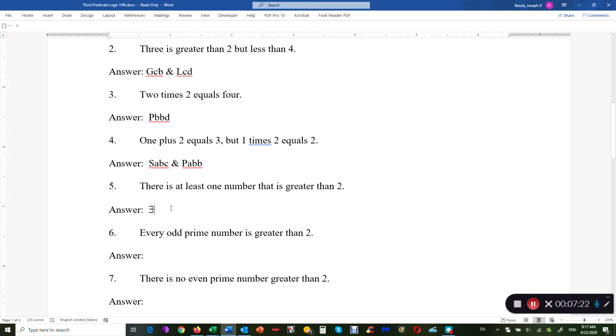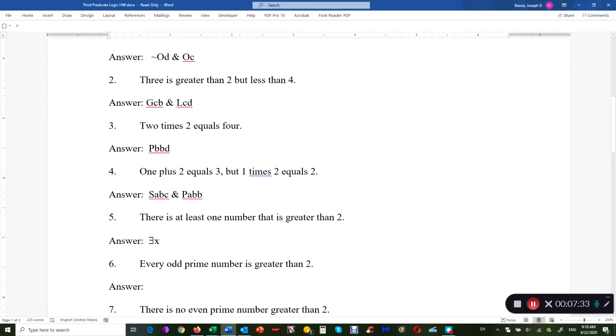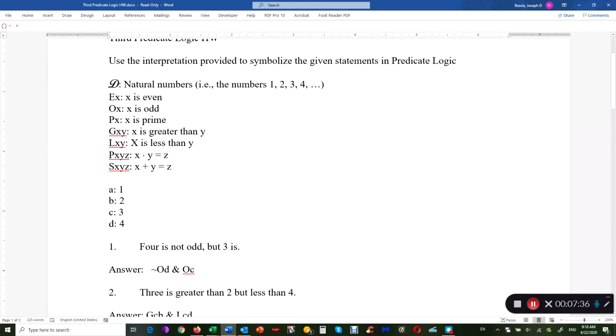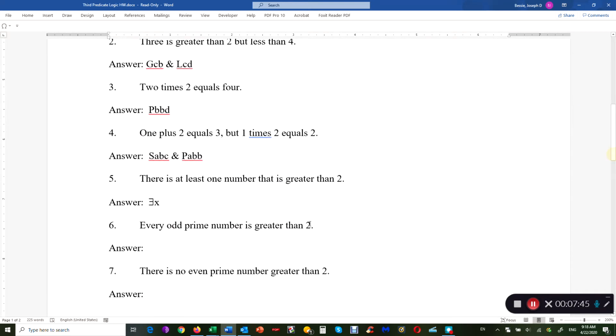So there's at least one number that is greater than 2. There is at least one x. And when you say there is at least one x, you're always talking about something in the domain. So the domain is numbers, right? Natural numbers, 1, 2, 3, up to infinity. So when you say there is an x, you're saying there is at least one, and you're always talking about whatever is in the domain. So there's at least one number such that it is greater than 2.